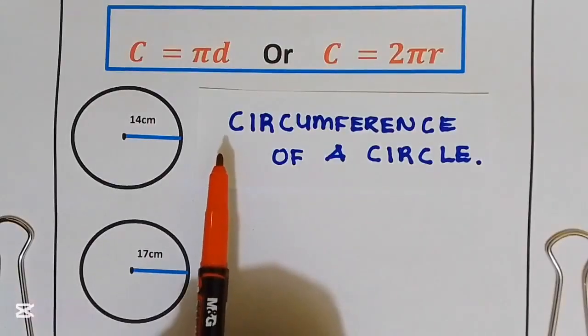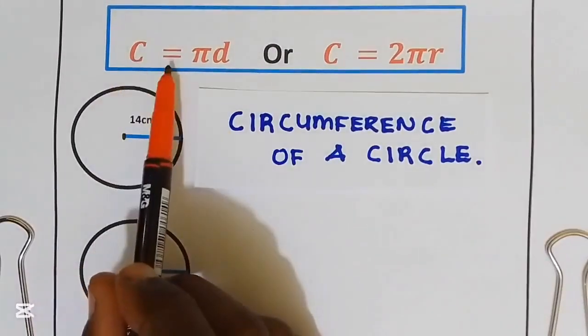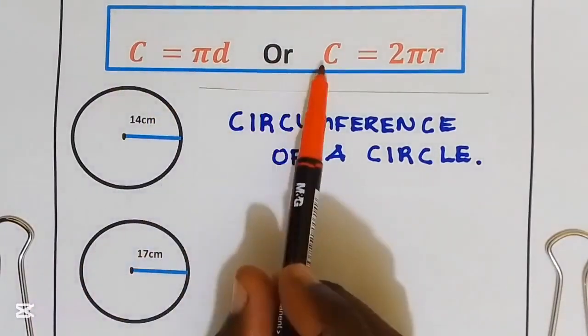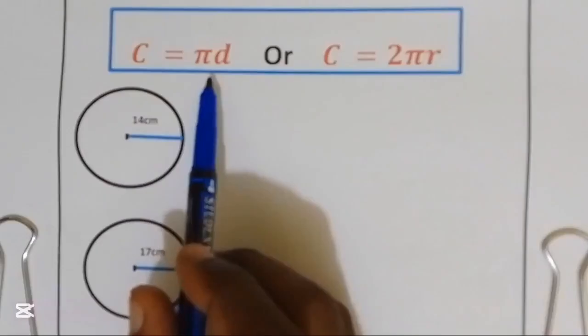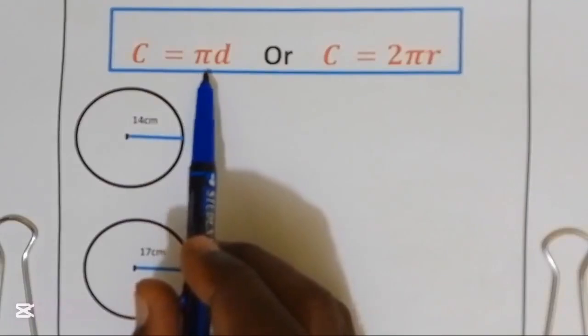We can find the circumference of a circle by using two formulas. Circumference is equal to pi d, or we can use circumference is equal to 2 pi r. Let us see the relationship between these two formulas.